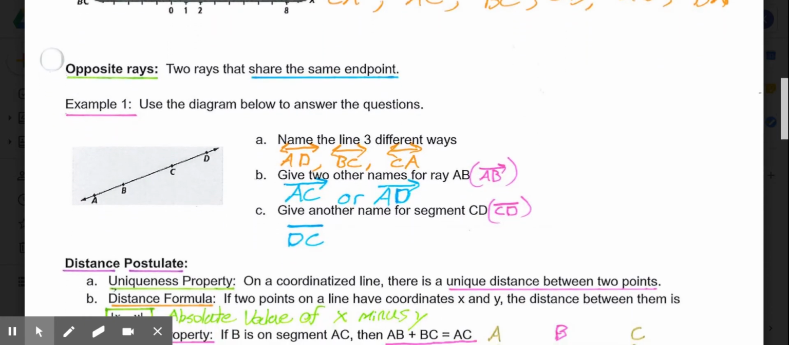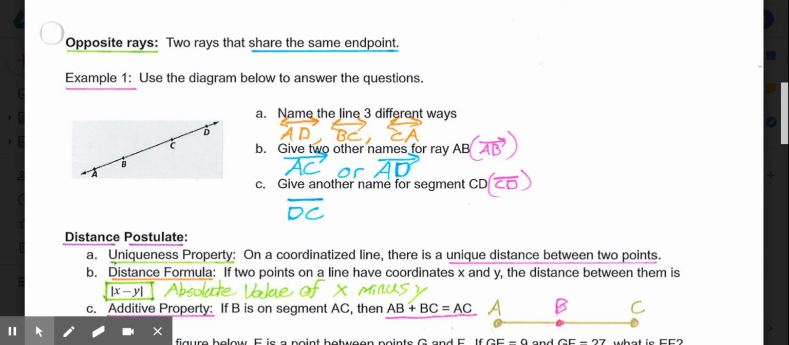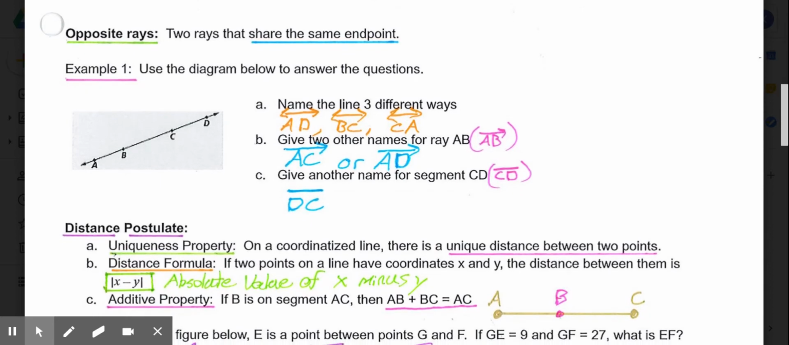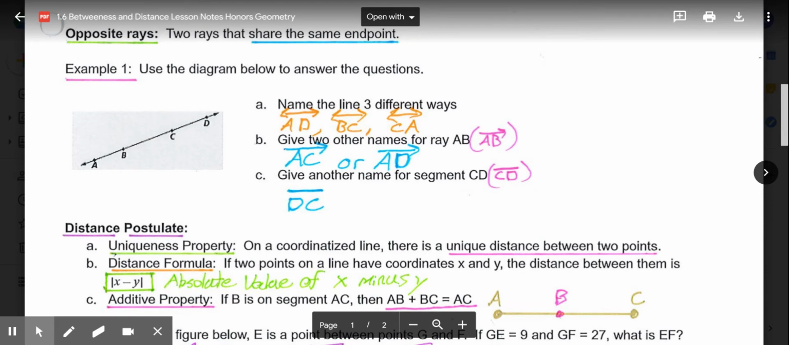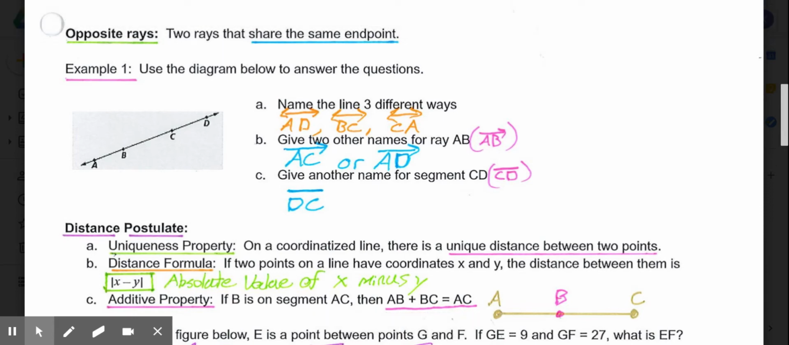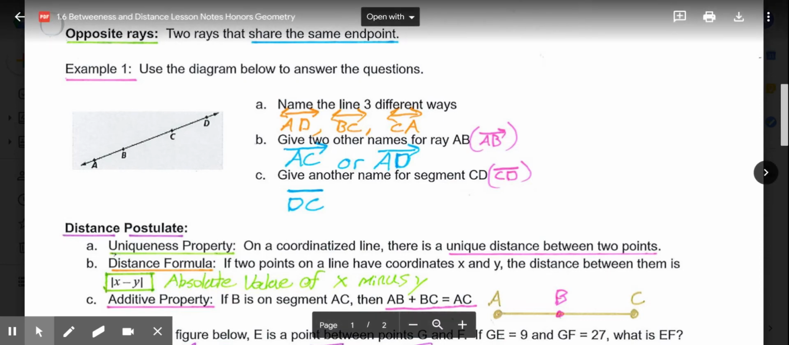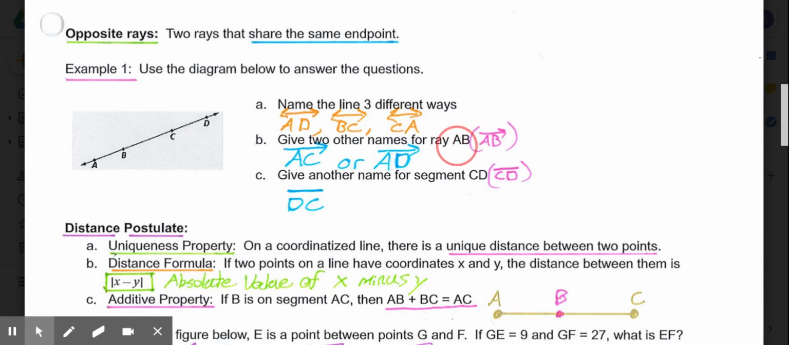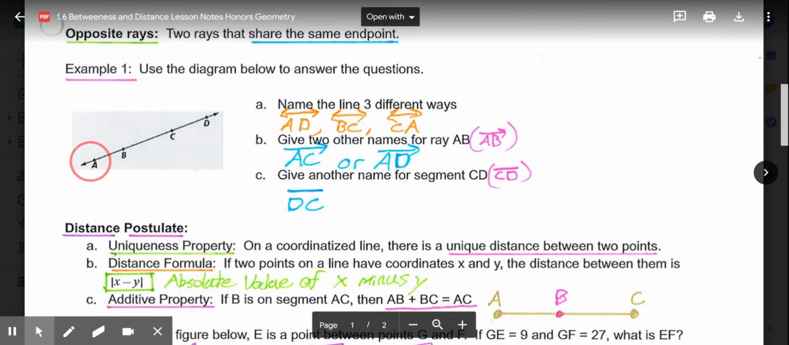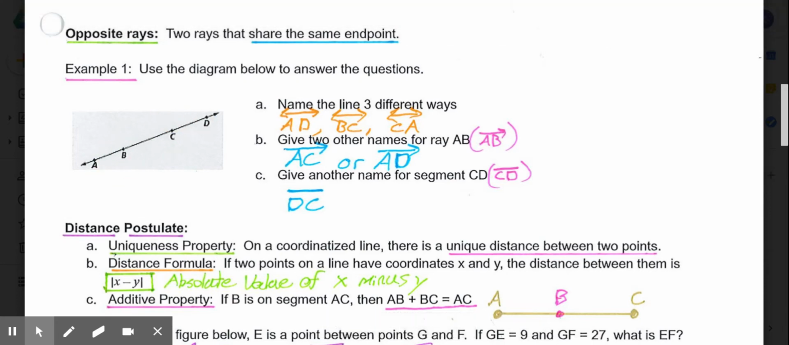So example 1, use the diagram to answer the following questions. Name 3 different ways to name that line. So we just need any 2 points on the line in any order. So we could call it AD, BC, CA, just a few. In B, 2 other names for ray AB. So ray AB, if we were writing it with the symbols, would be like this, with words like this. 2 other names mean we have to start at A and we're going toward B forever. So ray AC and ray AD would be the same ray as AB.